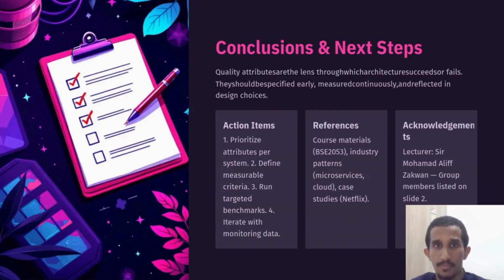As a next step, teams should prioritize key attributes, define measurable criteria, run targeted benchmarks, and continuously improve using monitoring data. This ensures long-term system quality and reliability.